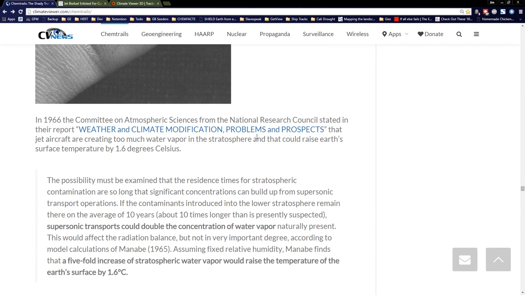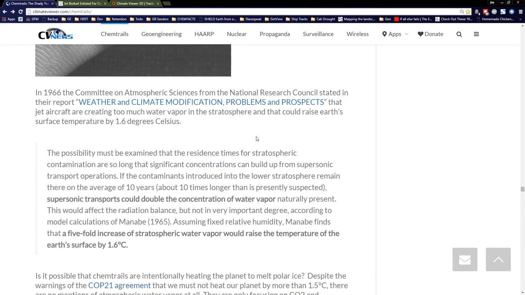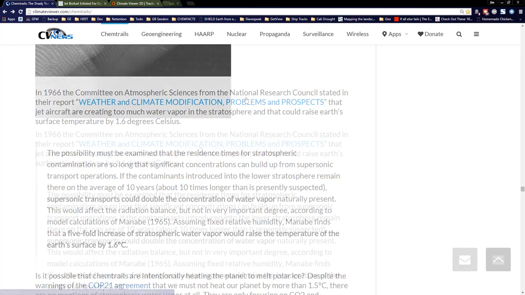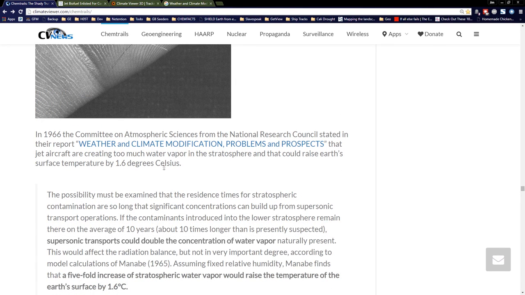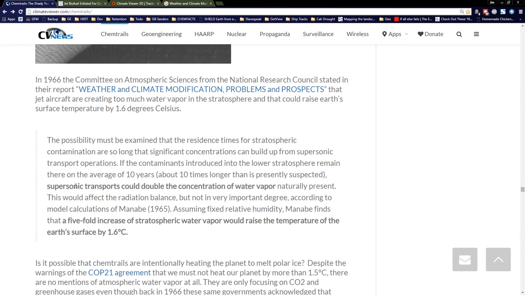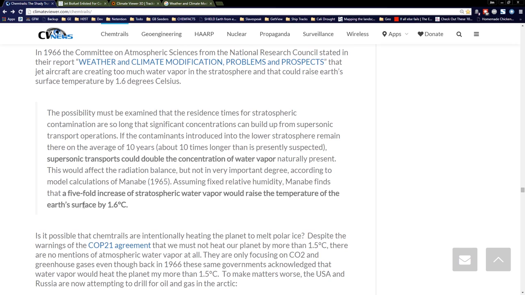In 1966, the Committee on Atmospheric Sciences from the National Research Council stated in their report, Weather and Climate Modification Problems and Prospects, that jet aircraft are creating too much water vapor in the stratosphere and could raise Earth's surface temperature by 1.6 degrees Celsius. They say supersonic transports could double the concentration of water vapor naturally present, and that a five-fold increase in stratospheric water vapor would raise the temperature of the Earth's surface by 1.6 degrees Celsius.